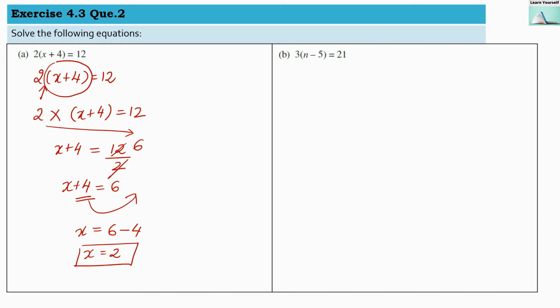So let us first solve all the numerical and understand how we are solving it. Later I will show you how to write it in a notebook. B equation is 3 in multiplication with n minus 5 equals to 21. 3 is in multiplication, so once it is changing a side, it will go to denominator. So n minus 5 equals to 21 divided by 3.